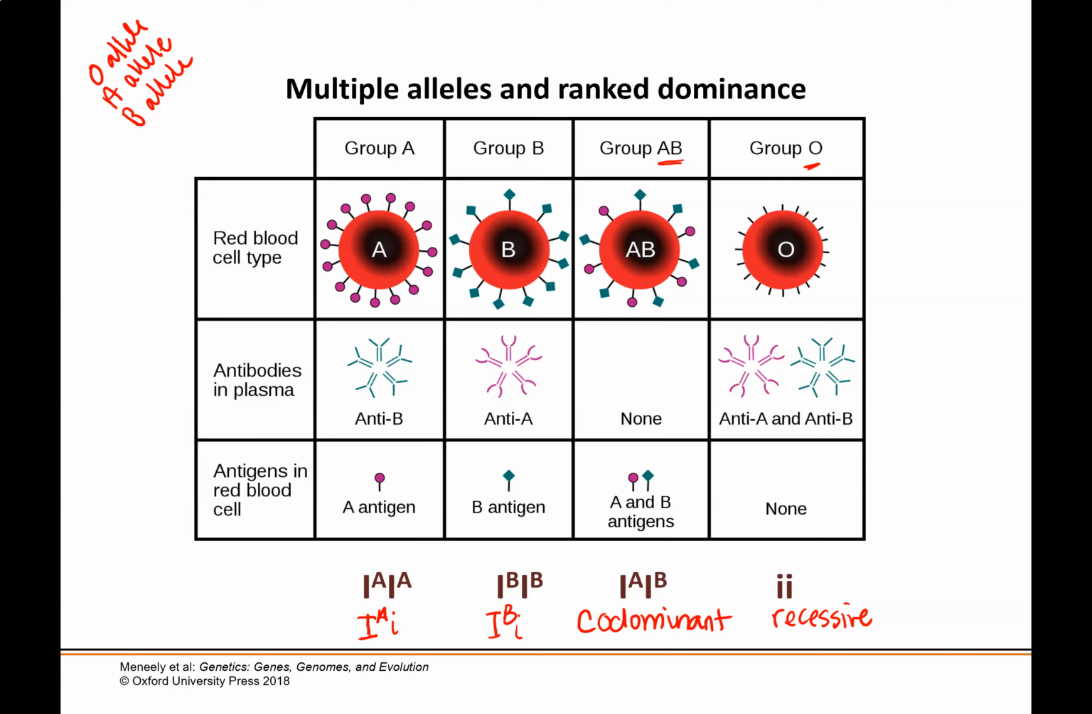Now, what if you're A and B? You might have realized this could cause problems. If you are AB blood type, you produce no antibodies.